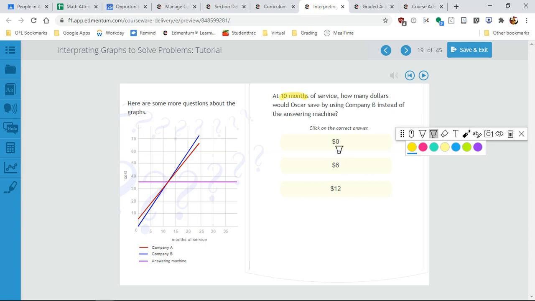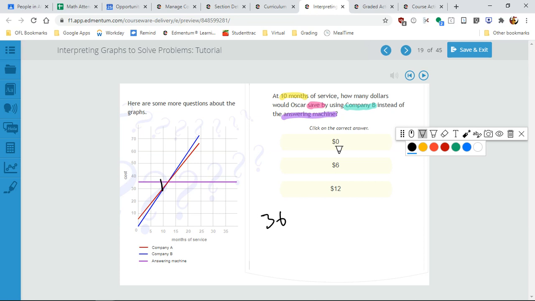So I'm going to be like, oh, 10 months of service for which company? Oh, company B instead of the answering machine. So I'm going to compare how much money he's saving. How many dollars will he save? That's happening at month 10. So we go to month 10 and look between company B, which is this blue, compared to this purple, and I'm going to try to figure out the gap. I say, oh, it's about $36.